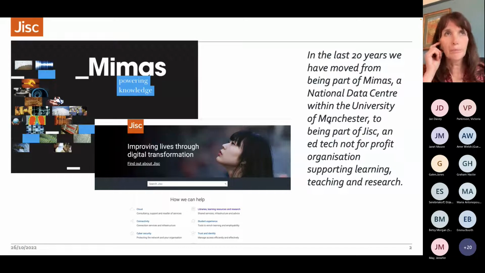So the Archives Hub. The Archives Hub is run by Jisc. Jisc is described quite often as an ed tech. It's a not-for-profit organisation, and Jisc runs a lot of different services for education and research. So we have a library hub that a lot of you, I'm sure, will be familiar with. And we do a lot of other things through to things like Janet, the high-speed network for universities, a lot of advocacy, a lot of innovations work, all sorts of different things. But over the 20 years, we've actually moved from being part of a national data centre that Jisc used to run, which was actually at the University of Manchester. So when I started, I was part of something called MIMAS. And then we eventually moved into Jisc. But the Archives Hub has always been funded by Jisc. So we have always been a Jisc service.